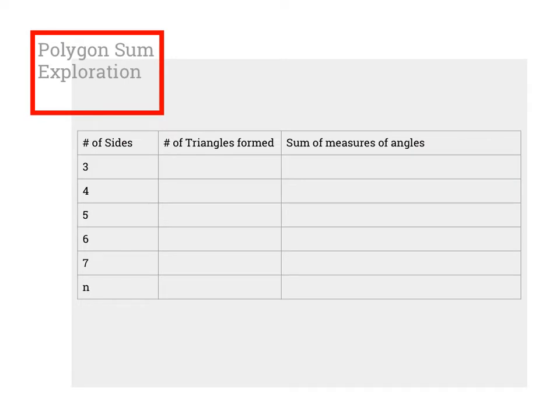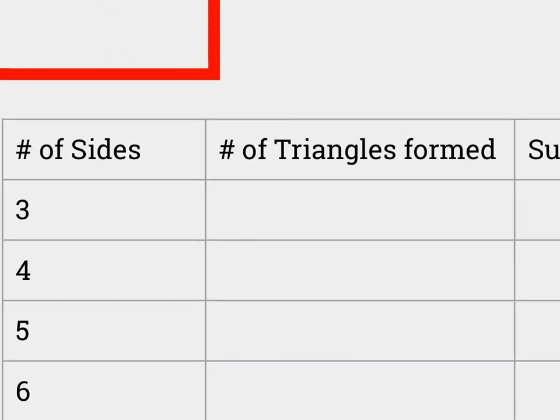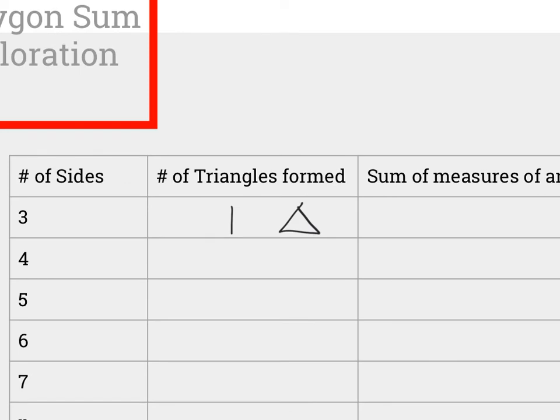Alright, so if I have 3 sides, I can make one triangle out of that. I've just got 3 sides, one triangle, easy breezy. We know that there's 180 degrees in a triangle. That one should be really easy for you. When I get to 4 sides and I have a quadrilateral, if I cut that in half, I can get 2 triangles. 180 times 2 gets me to 360.